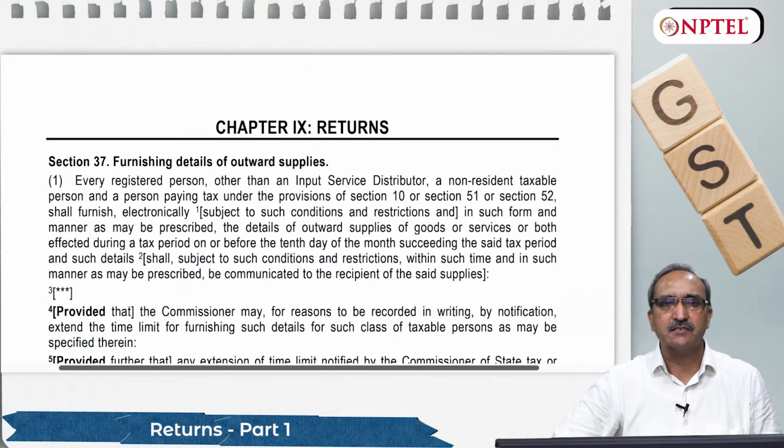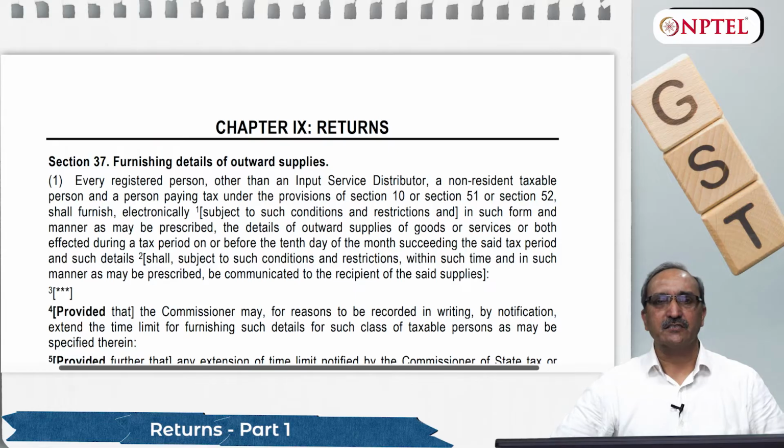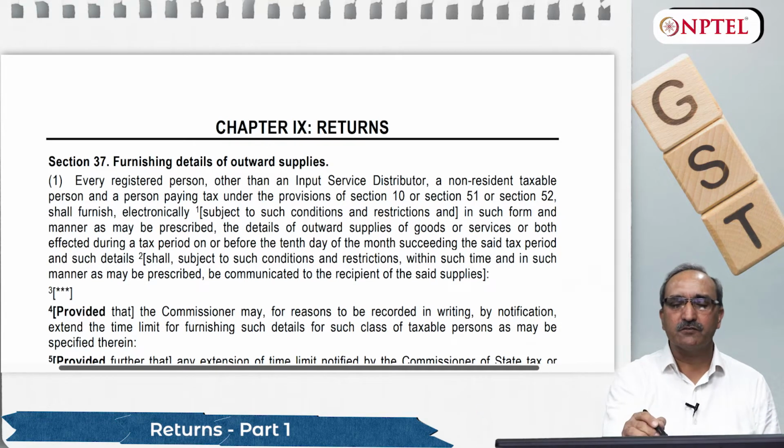In Section 37, subsection 1, whenever we are reading any law, it has a set format to study and read it. There is a set procedure to read it. That's why I am discussing this slide, this topic of returns under GST, as per the actual provisions made in CGST Act Section 37, subsection 1. So this section says every registered person, meaning who has obtained registration under GST, every registered person other than an input service distributor.